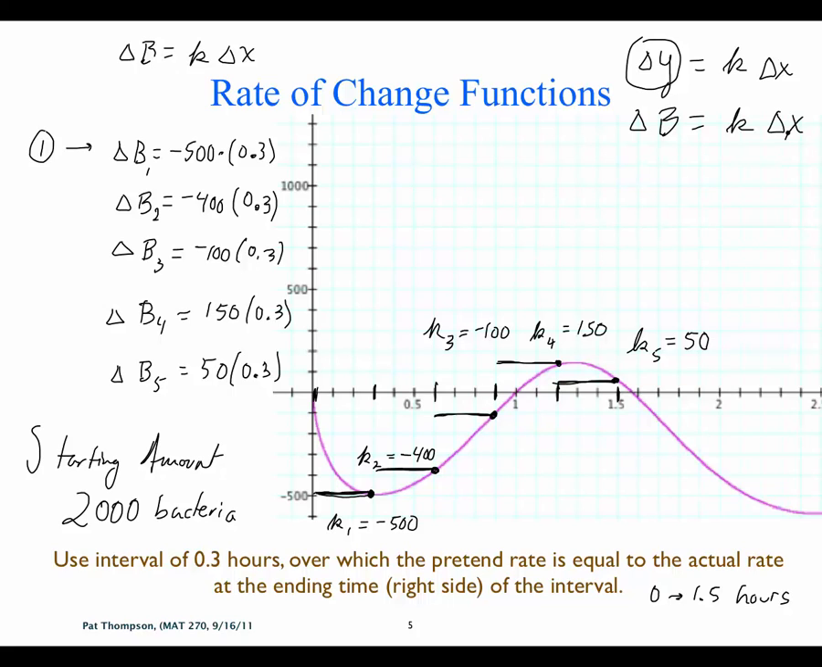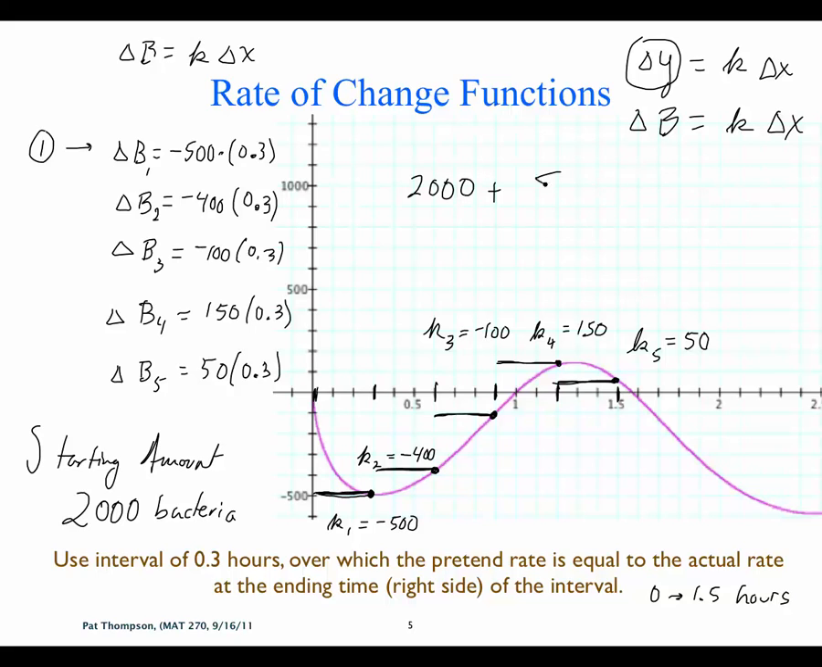So how would we get the number of bacteria after 1.5 hours according to our pretend rate function? We do 2,000, then plus delta B1, whatever this comes to, plus delta B2, plus delta B3. We just add up all these little changes and add it to 2,000. Some of those changes will be negative. The first three will be negative amounts of change. Then the last two will be positive amounts of change, which we'll just add them all to 2,000. And that will give us an approximated number of bacteria after 1.5 hours.